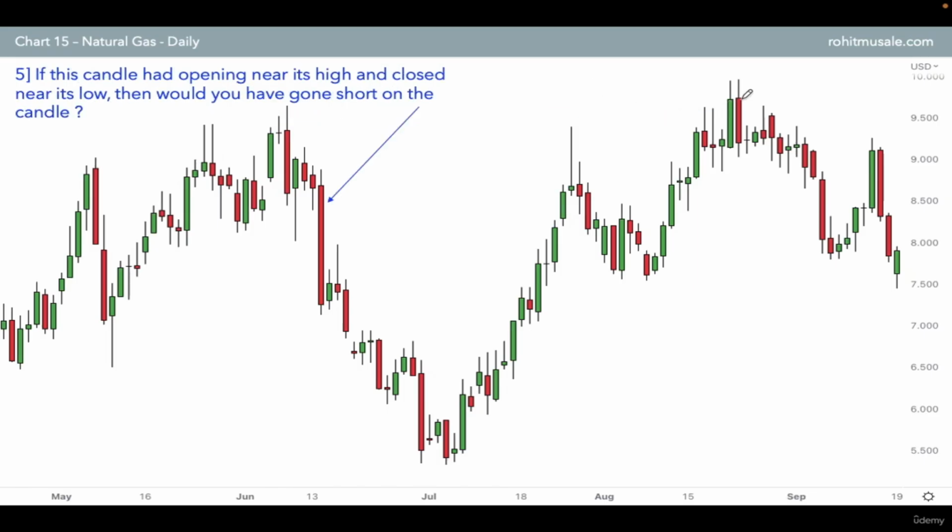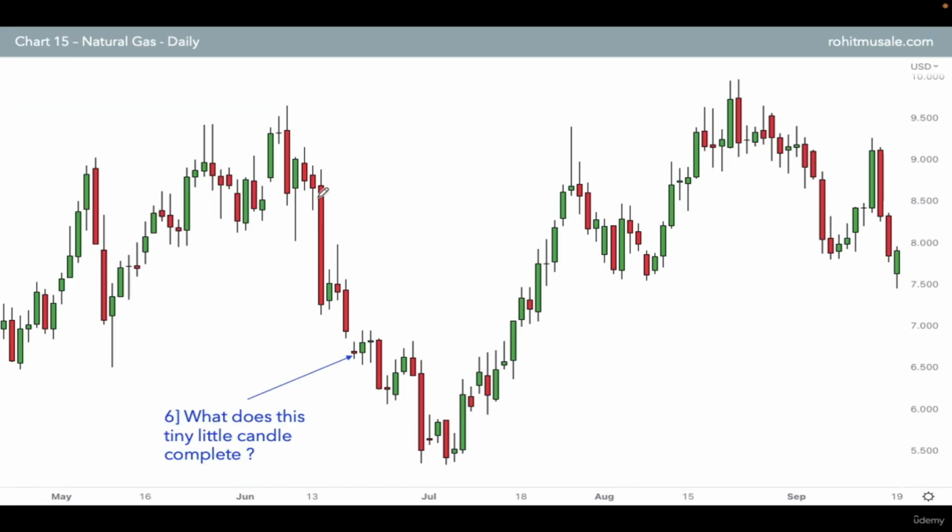Number 5, if this candle had opened near its high and closed near its low, then would you have gone short on the candle? The answer is no. Just because the candle satisfies the criteria for a long black or red real body, it doesn't mean that you go short. It simply means that if this condition was satisfied, then we would treat this high as resistance. Okay? That's all it means.